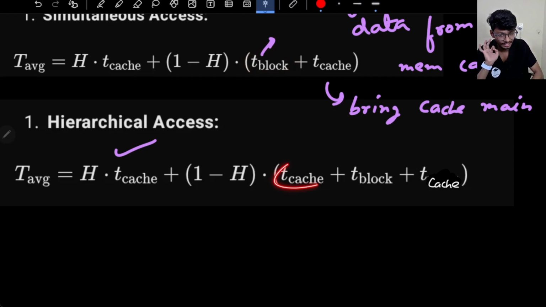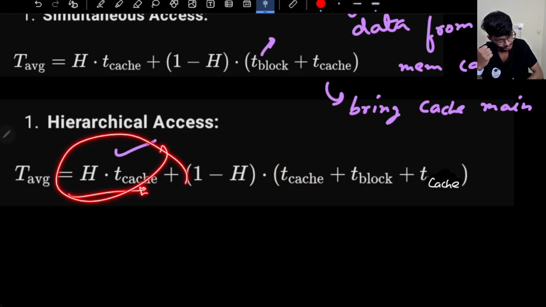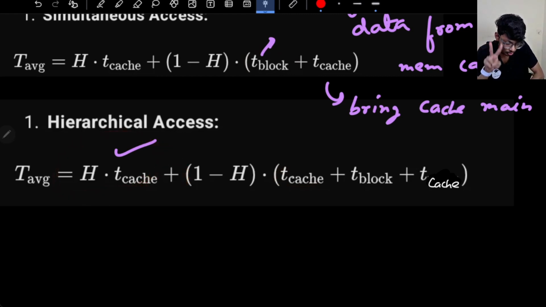But in hierarchical access, what will happen? Both will not start from t equal to 0. First, Ram will go to the cache memory. If the object is present, that is fine, great, it will be h into t cache. If the object is not present, then 1 minus h into, now how much time will it take me?